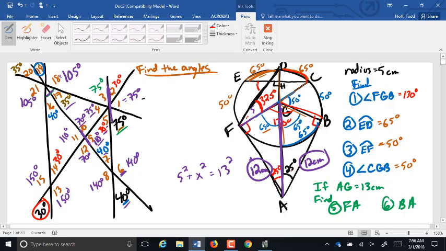How about this angle right here? Well, I've got an arc of 50 on one side, an arc of 65 on the other side. I add them and divide by 2. Is that 57.5 degrees? Look familiar?